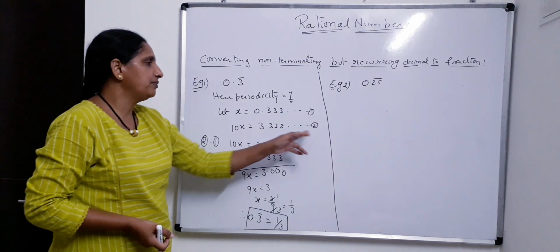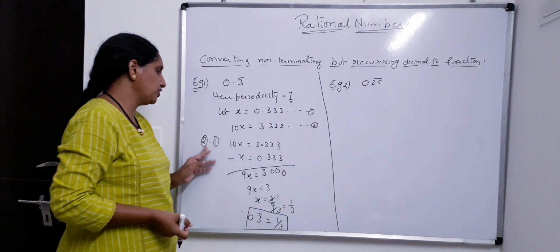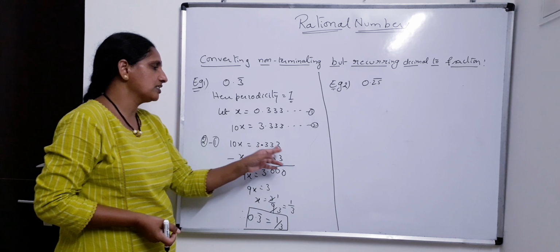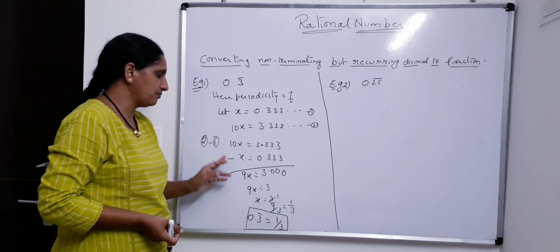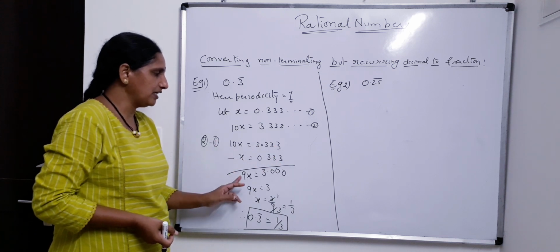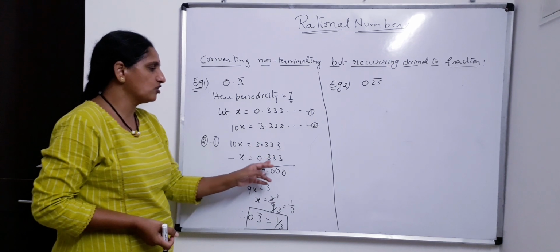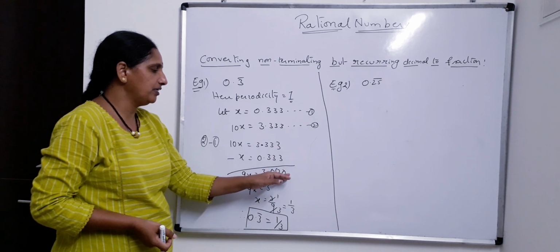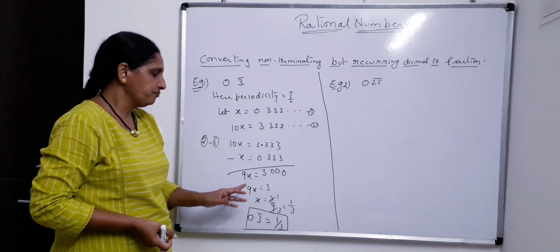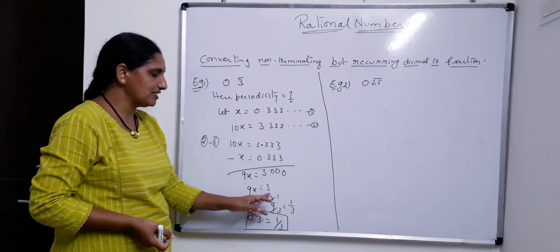So now, let this be the second equation. This is the first equation. Do 2 minus 1. 10x is equal to this, x is equal to this. Subtraction: 10x minus x is 9x. 3.333 minus 0.333, these 3's will get eliminated, and 3 minus 0 is 3. So you got 9x is equal to 3, or x is equal to 3 by 9.